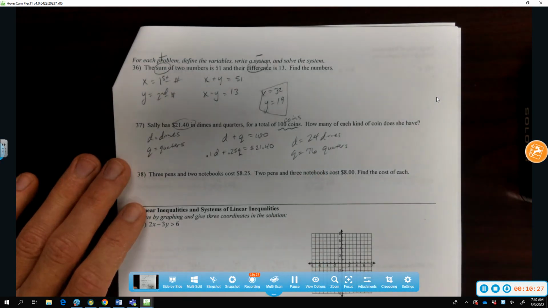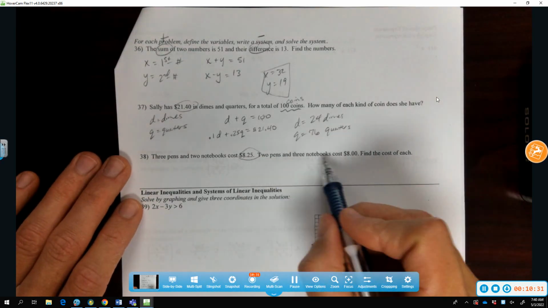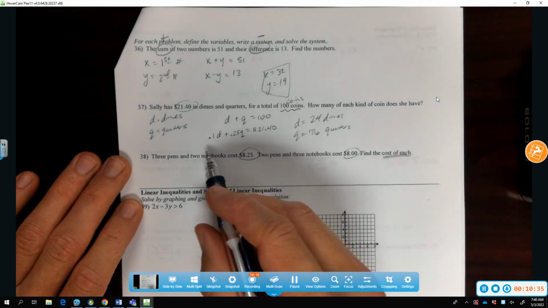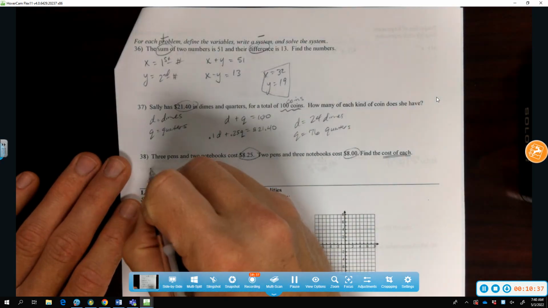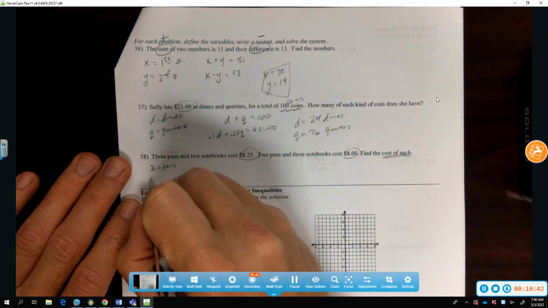Alright, number 38, we got 3 pens and 2 notebooks, $8.25 total. We've got 2 pens and 3 notebooks, $8 total. Find the cost of each. Okay, so we have 2 different things that we're buying. We're buying pens. So let's say X is pens, and Y would then be notebooks.